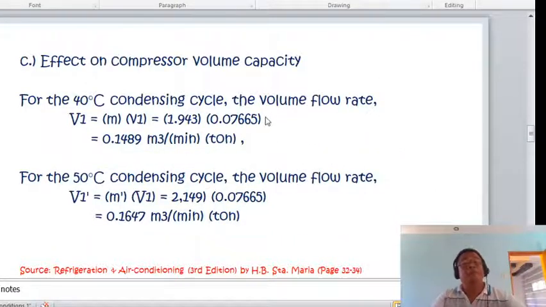Next, the effect on compressor volume capacity. At 40, the same as before, 0.1489 cubic meter per ton, and at 50, 0.1647. So the value will increase. Take note, class, all the values except for 50 degrees centigrade are already known.